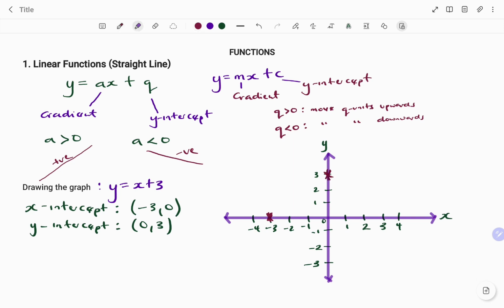So drawing the graph, I'm going to have a straight line as shown. And I'm going to label my graph. That's the graph of y equals x plus 3. So that is all about the linear function. The next function we will look at is your quadratic function or your parabola.